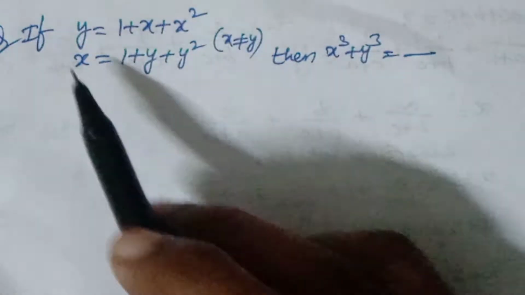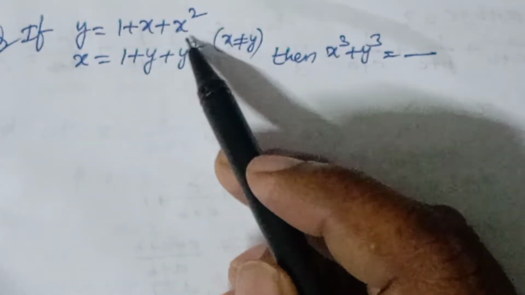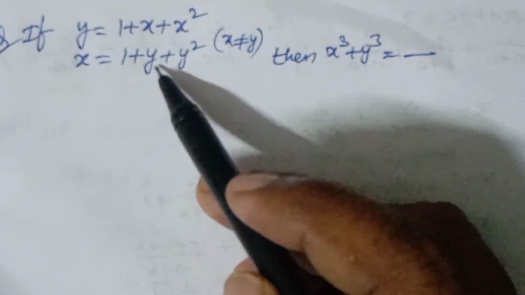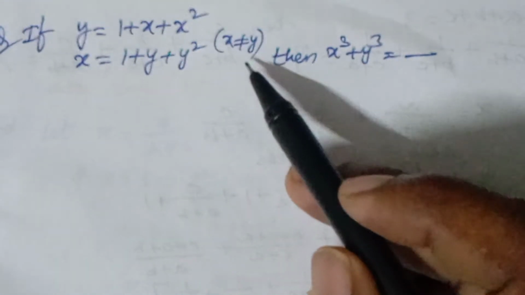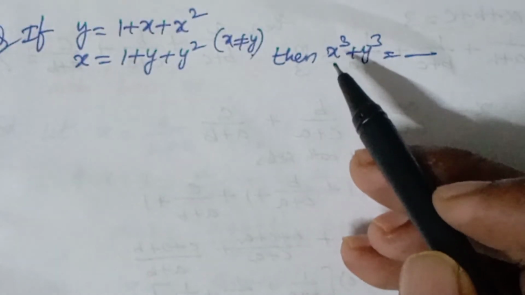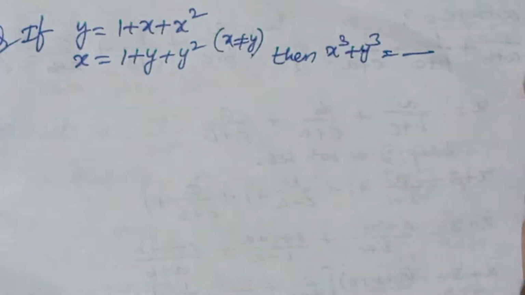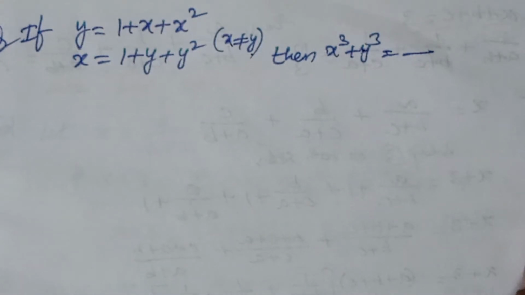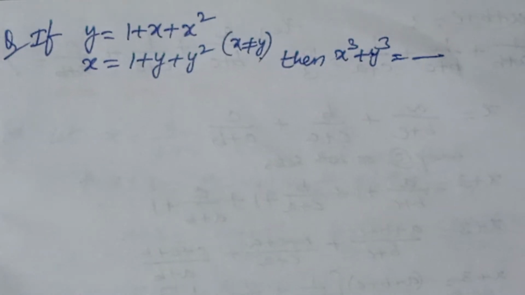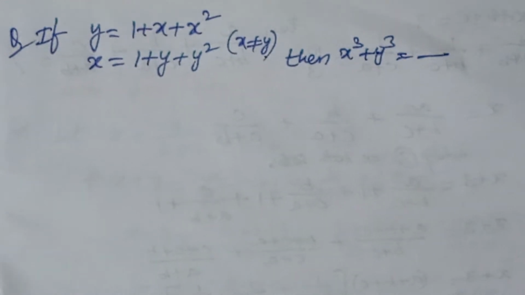The question is given: if y equals 1 plus x squared, x equals 1 plus y squared, and x is not equal to y, then what is x cubed plus y cubed? That is the problem given. So first of all, pause the video for 10 seconds and check whether you can do this problem or not.